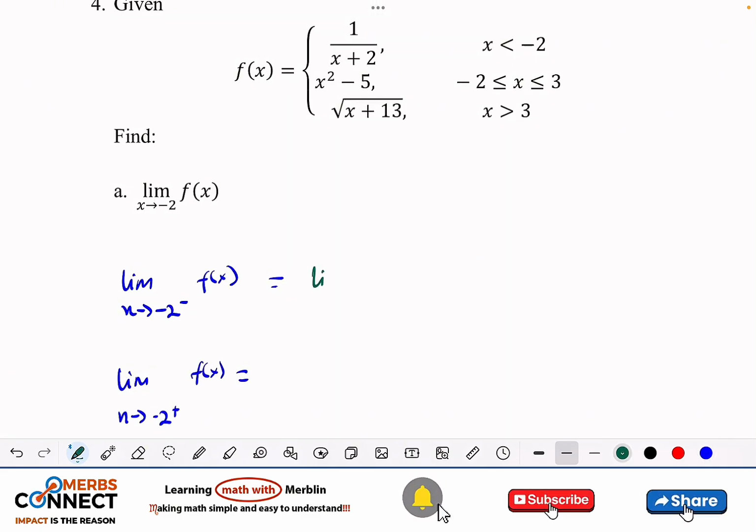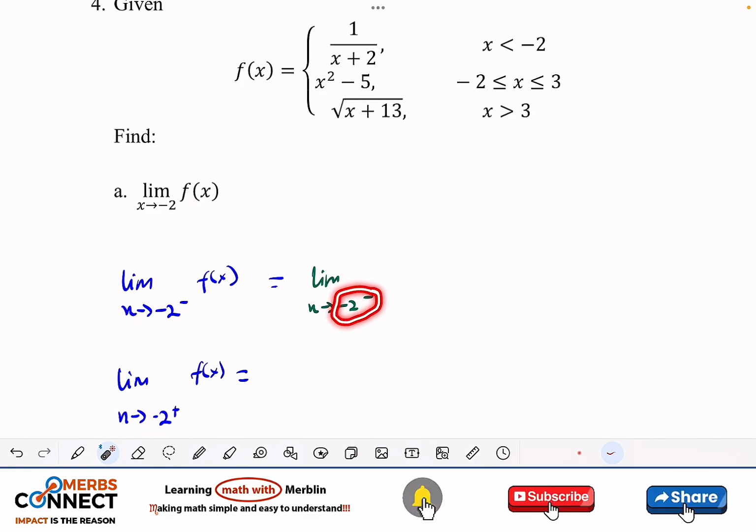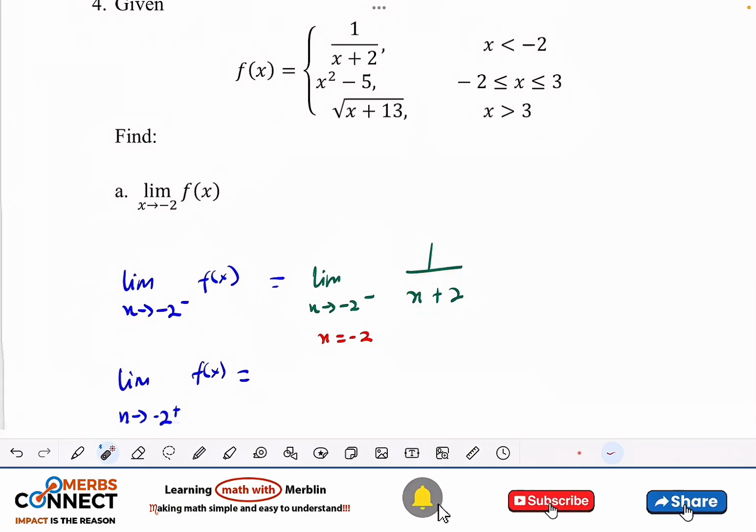So this is the limit as x approaches minus 2 from the left. From the left means that x is less than minus 2. So x less than minus 2 is basically this piece. Is that right? So now let's pick it and see. The function is 1 over x plus 2. Now we are going to set x equal to minus 2. But look at something here. When I put the minus 2 here, this one is going to blow up.